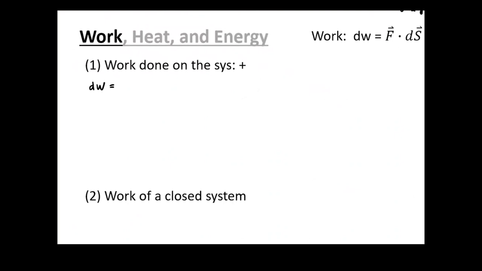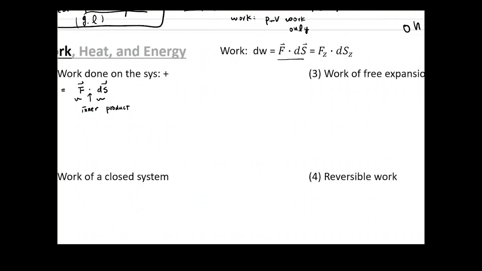dW is defined as the force, capital F, times the distance that you travel. One thing special about work is that it's directional. To calculate the proper work you do, you do the inner product. For example, if you do things along the z direction, then this can be simplified as the force in the z direction times the displacement in the z direction, and that will be the work you actually do to the system.